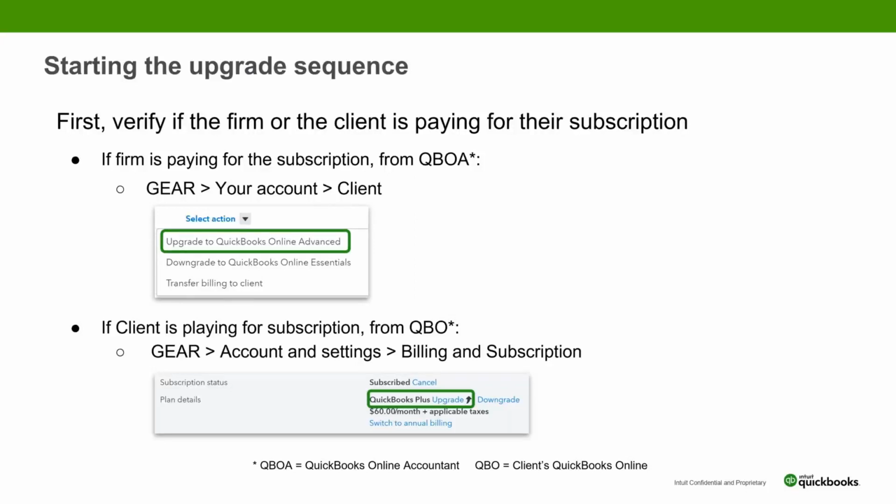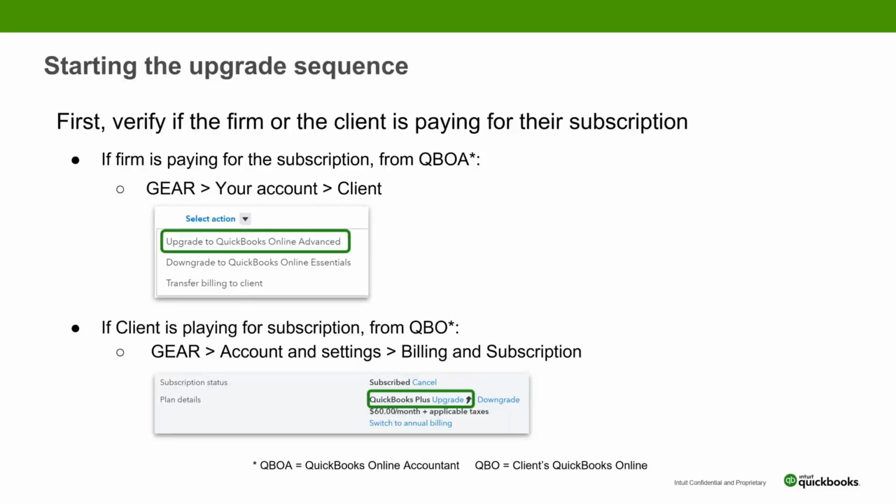So the first thing we have to verify is who is paying for QuickBooks Online at this point. So if it's the firm and you figure that out, you would go in QBOA and go to the gear right up there on that top green bar, click your account, and then go to the client that's listed on your wholesale bill. And then there's an action button where you can actually hit the drop down and click upgrade to advanced. Pretty quick, not too bad. So that's if the firm's paying.